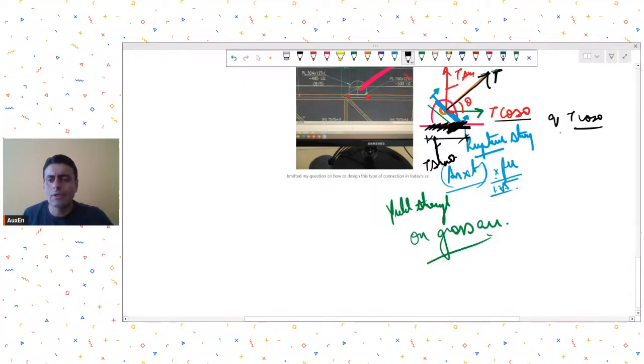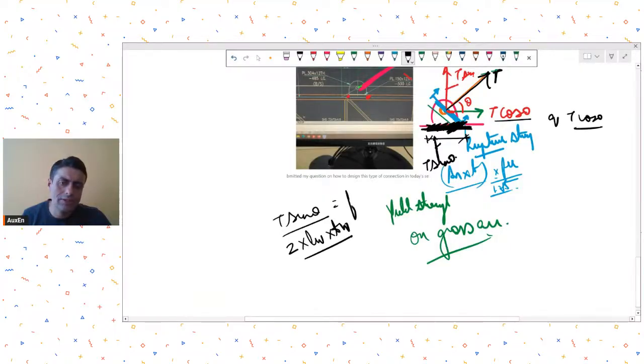How will you find out the stresses? You have the forces, dividing the force by your weld length. I'm assuming welds are provided on these two sides of the lifting hook plate. So 2 times weld length into effective throat thickness will give you the stresses. I'm calling it the F stress, and similarly, you will find out the Q stress.